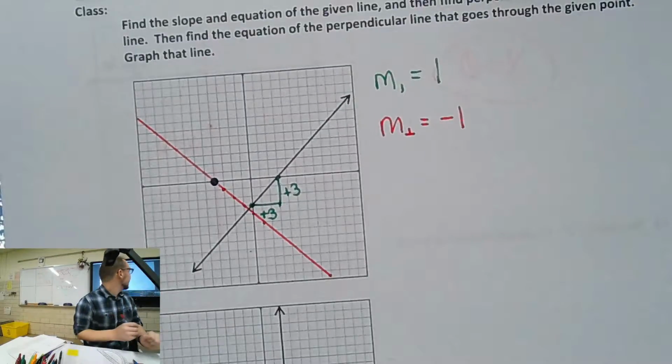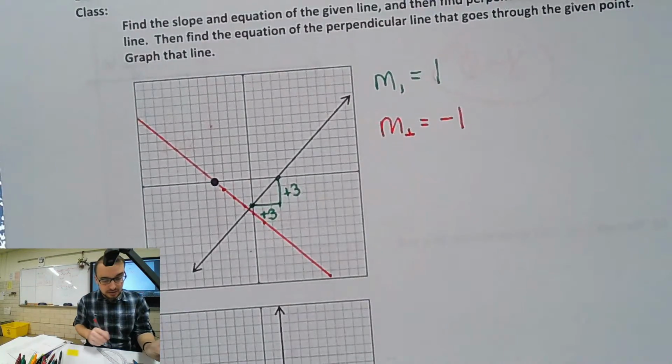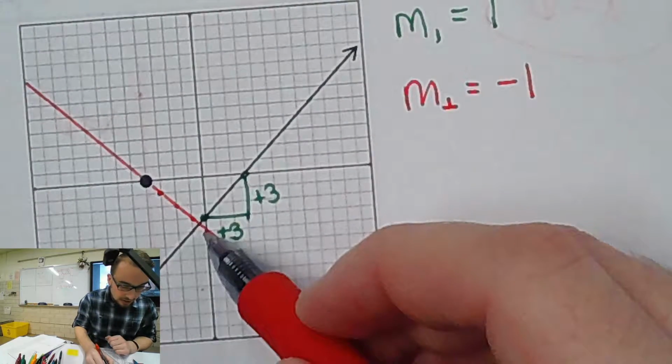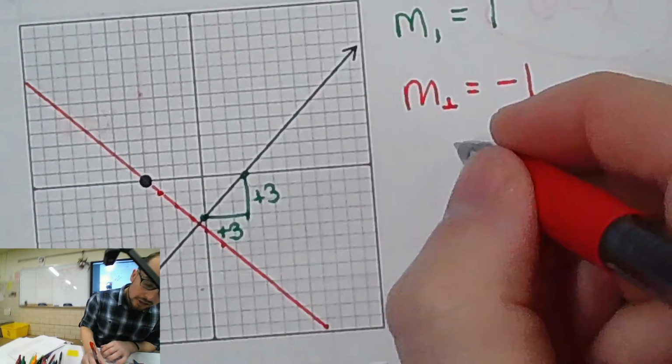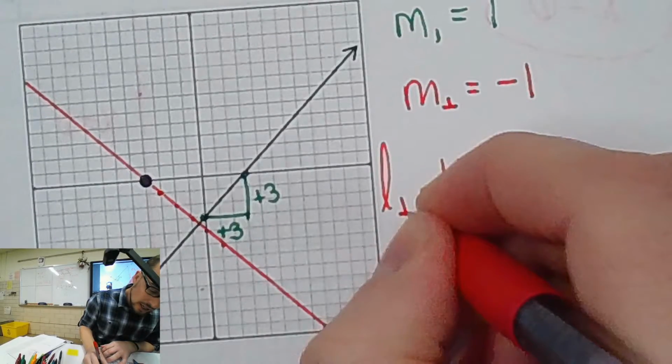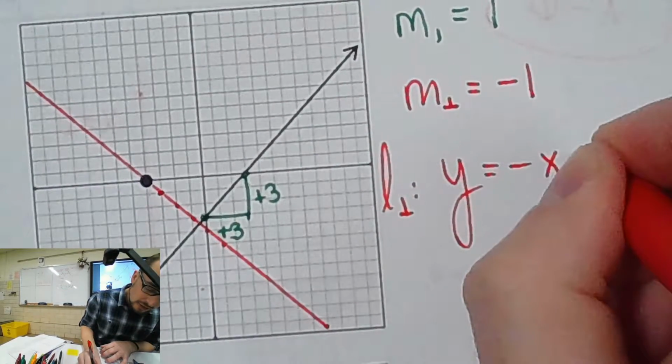Now, where does that line cross the y-axis? 1, 2, 3, 4. Negative 4. So the equation of the perpendicular line is going to be y equals negative x minus 4.